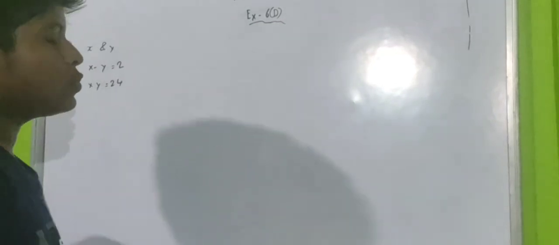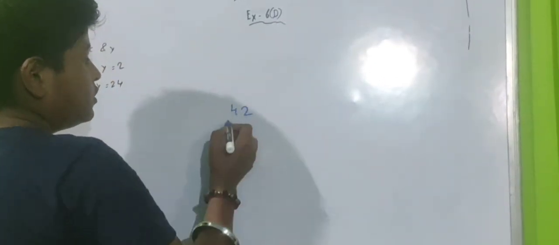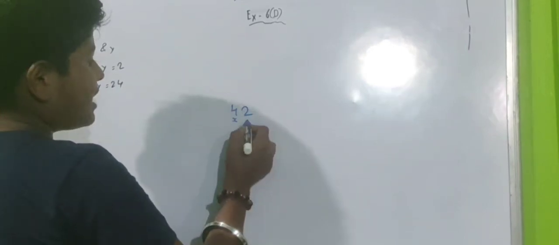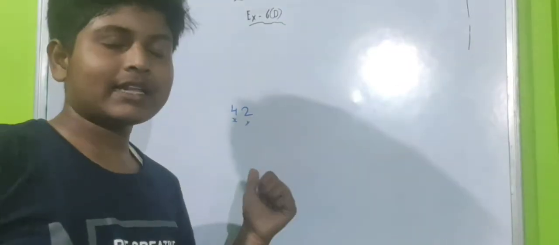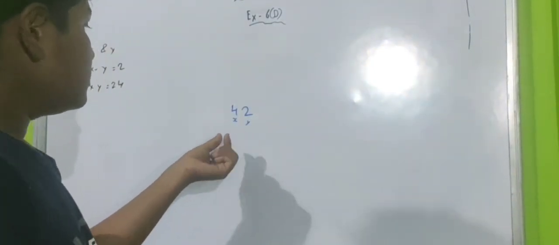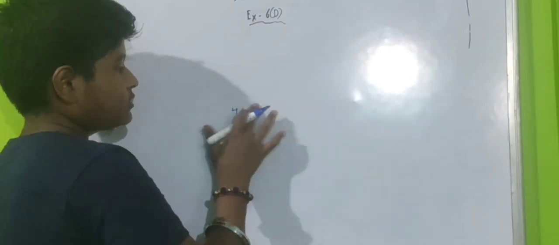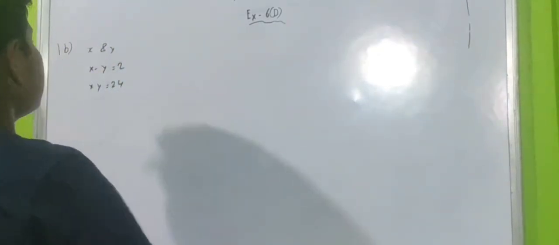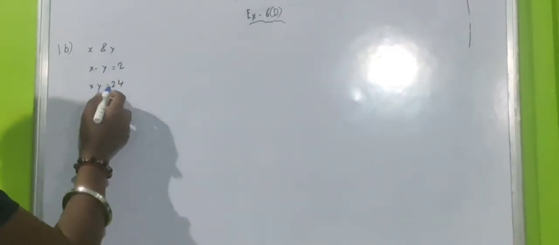So in this question, we are told that there is a number, which means it is a two-digit number. Like suppose 42 is a two-digit number, so x is 4 and y is 2. We're just letting it be, not exactly 42, the example is 42. So x is at the 10th place and y is at the 1st place. So this is the case. So x minus y is 2 and xy is 24.